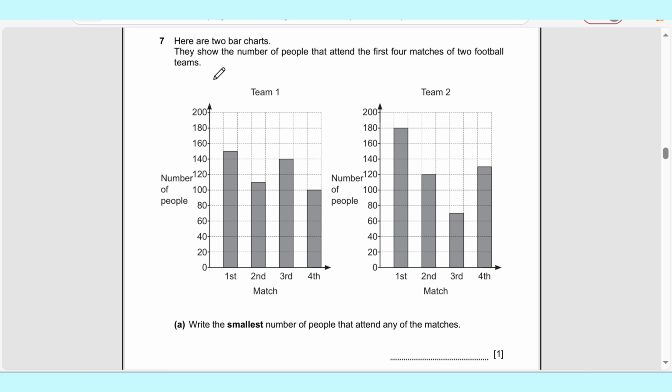Here are 2 bar charts that show the number of people that attend the first 4 matches of 2 football teams, Team 1 and Team 2. Write the smallest number of people that attend any matches. Here we go. First, second, third, fourth match and number of people. And Team 2 is this one, the number of people, versus the match here, first, second, third, fourth. Okay, time.